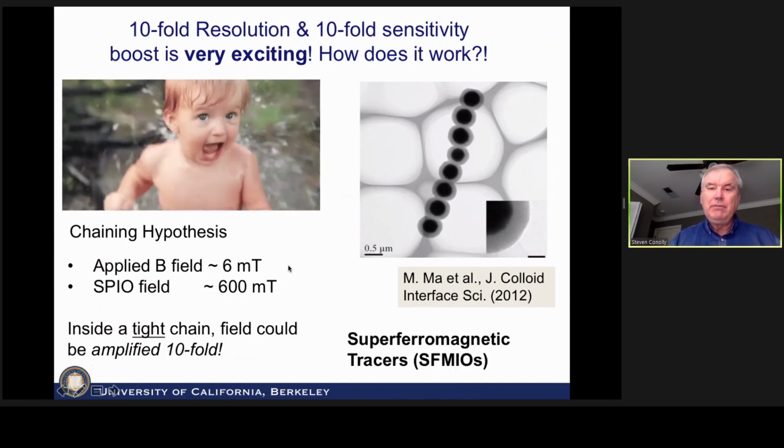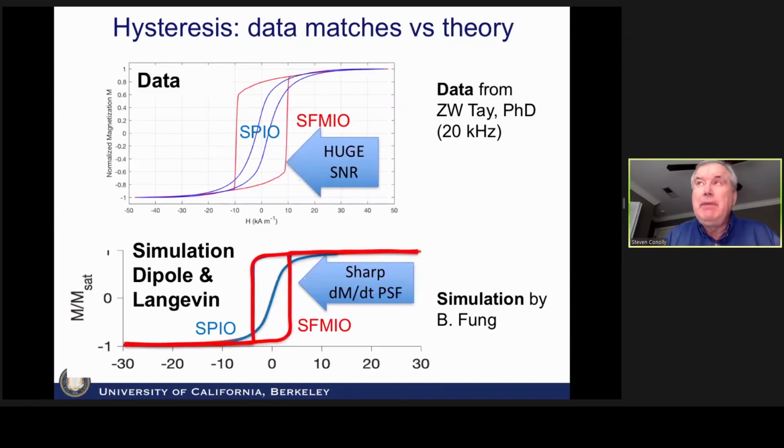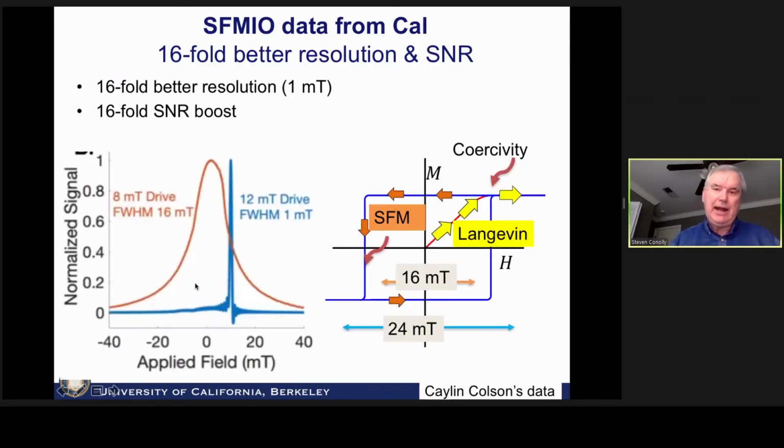And so just to show you that this magnetic field model of chaining actually matches pretty well. Here's our simulation of the dipole chain plus the Langevin curve, and we see a very good MH curve correspondence between real-world data and our simulation results. So we think we're on the right track.